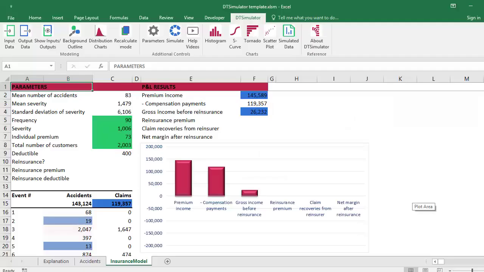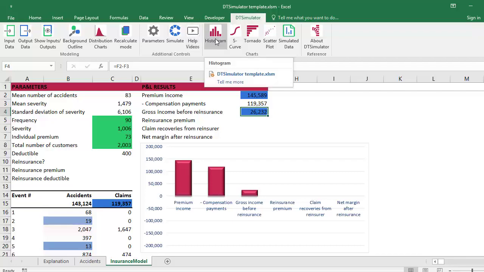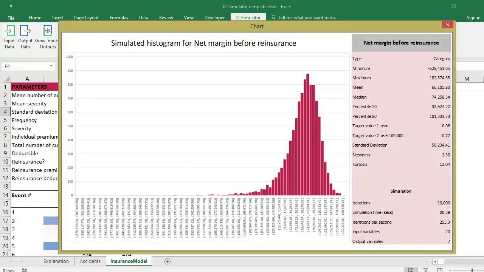Once the simulation has finished, you are ready to view several charts that allow for interpretation and analysis. 27. Now hover on top of cell F4, the output net margin before insurance, and click on the histogram button to display a summarizing histogram of its simulated results. Keep in mind that these statistics could generate different values depending on any number of settings, such as the number of iterations and the number of input variables of the model.